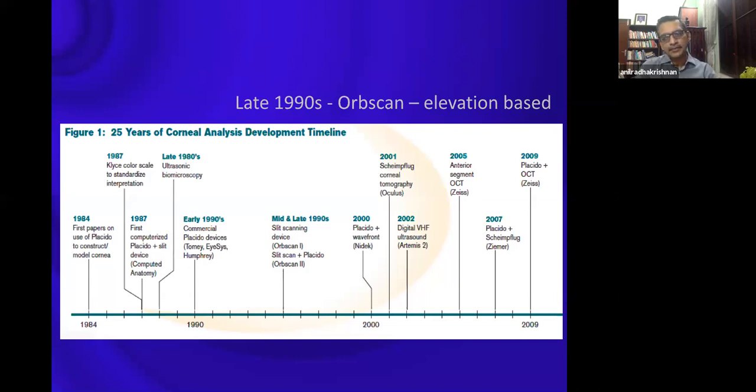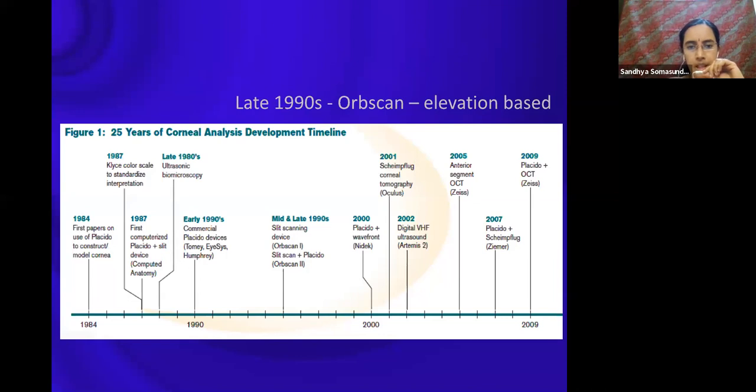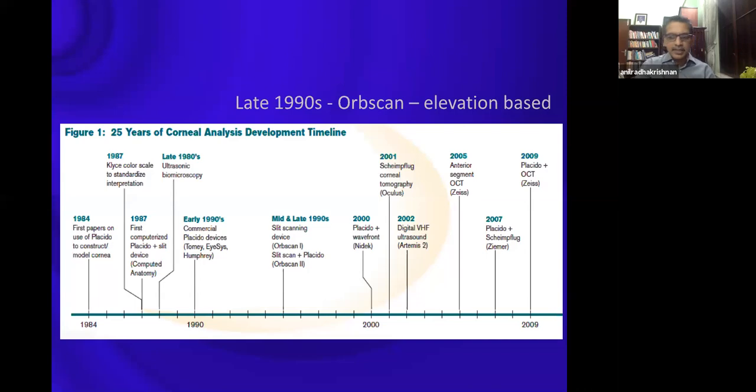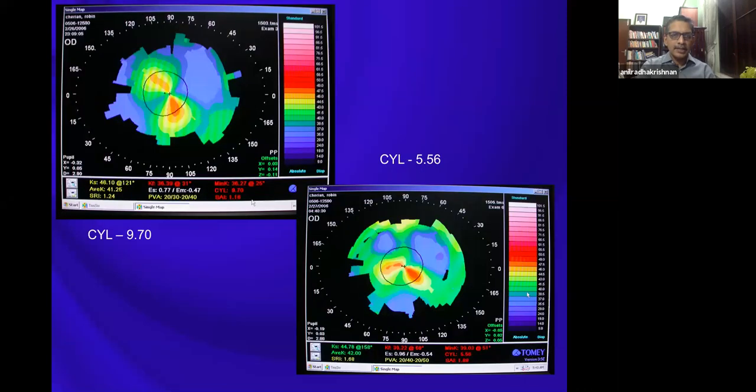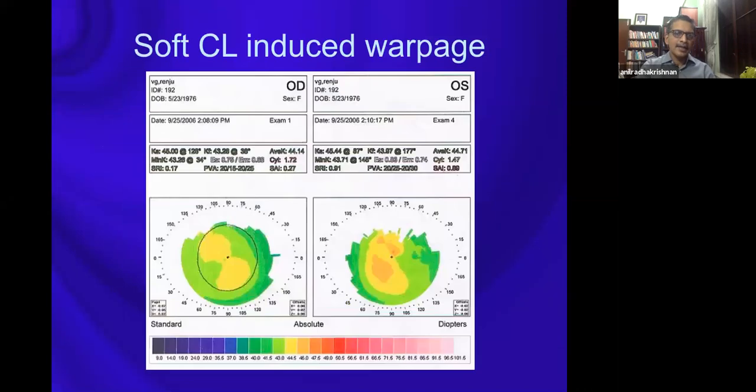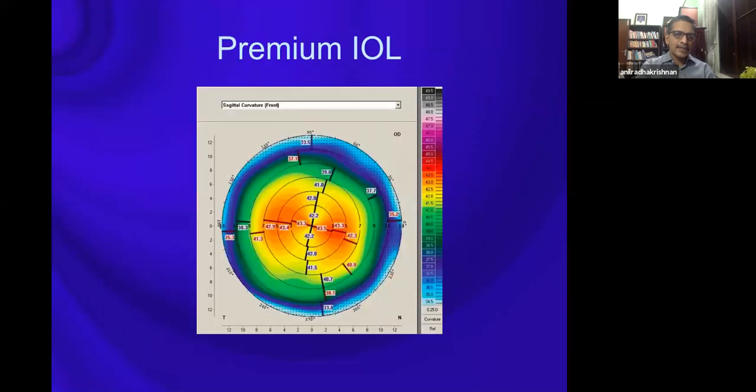Okay, sir. So one more question. What is the basic difference between normalized and absolute scale? Okay. I didn't mention at all about the normalized scale. For the benefit, I'll just go back.